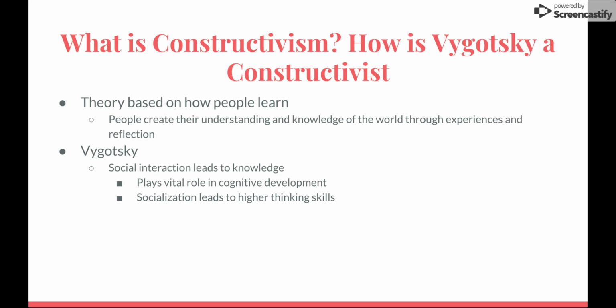Vygotsky believes that people learn through social interaction, and that social interaction plays a vital role in our cognitive development. He said that as kids, we have these tools, and we use social interaction as one of our tools, and that as we get older, because of this socialization, this social interaction, it leads to us potentially having higher thinking skills.